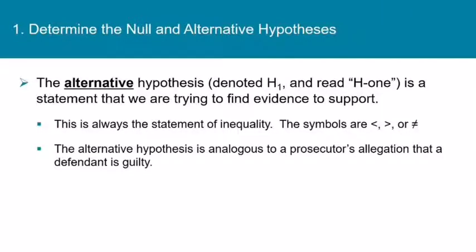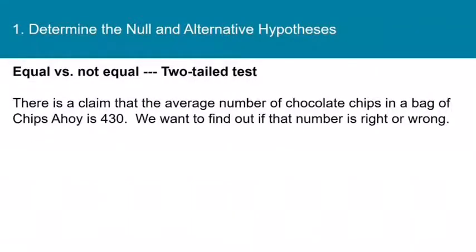So remember, the null hypothesis was like a defendant's plea of not guilty, and it always gets the benefit of the doubt. But the alternative hypothesis is like a prosecutor's allegation that a defendant is guilty. The alternative hypothesis must be supported by evidence. The null hypothesis gets the benefit of the doubt, and the alternative hypothesis must be supported by evidence, just like a plea of not guilty versus the charges in a courtroom trial. Now, I'm going to show you 3 different sets of null and alternative hypotheses, and then we are going to practice writing our own null and alternative hypotheses.